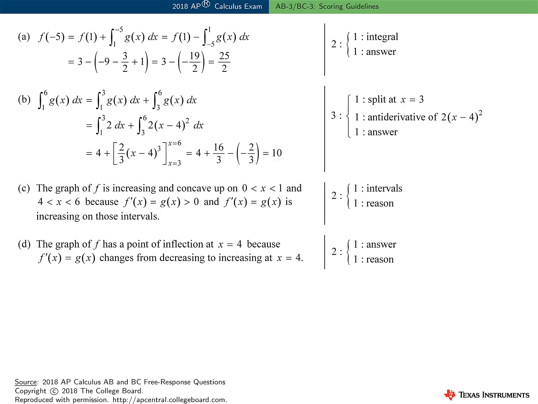Part C was worth 2 points. The student had to analyze the graph of g, the derivative of f, to answer this question. And the first point was for writing both correct intervals. The second point was earned for providing a sufficient reason for choosing these 2 intervals. Part D was worth 2 points, and once again the student had to use the graph of g to answer this question. The first point was for presenting simply x equals 4, and the second point was for providing a sufficient reason.